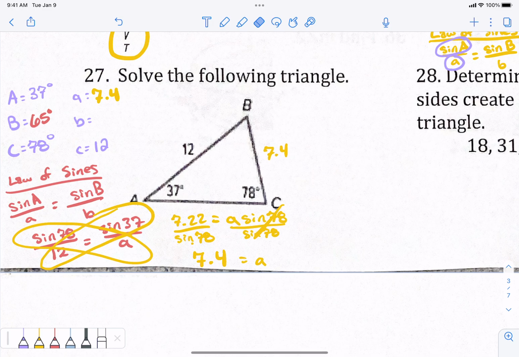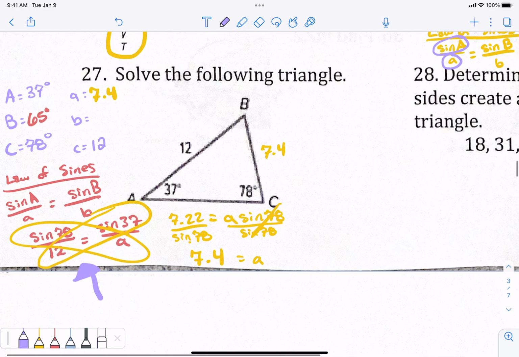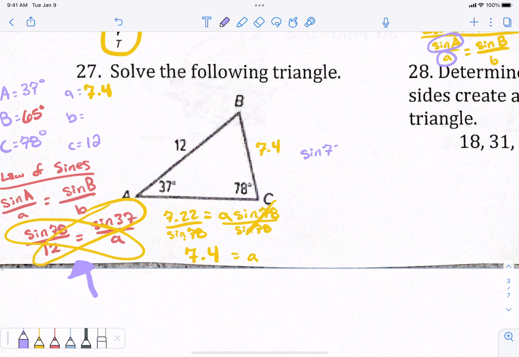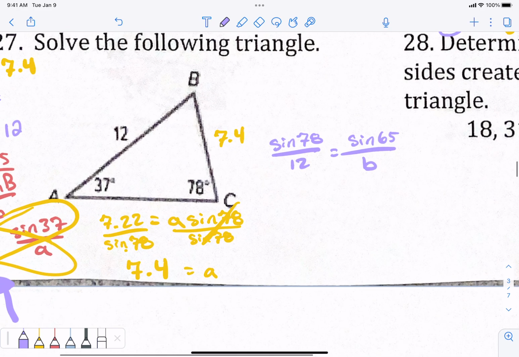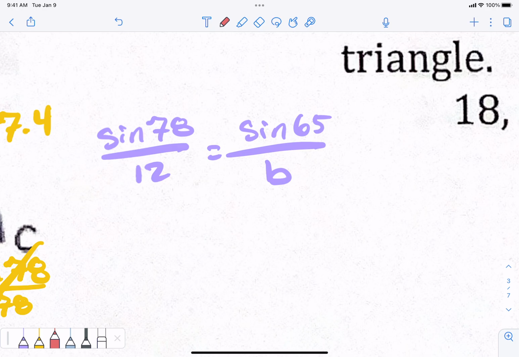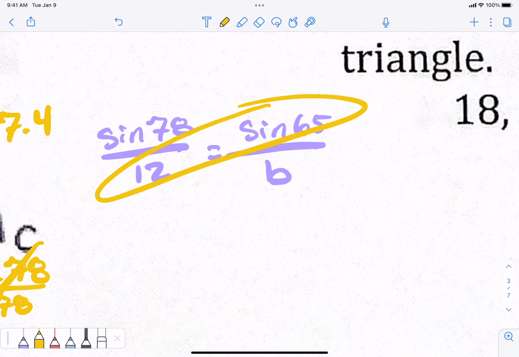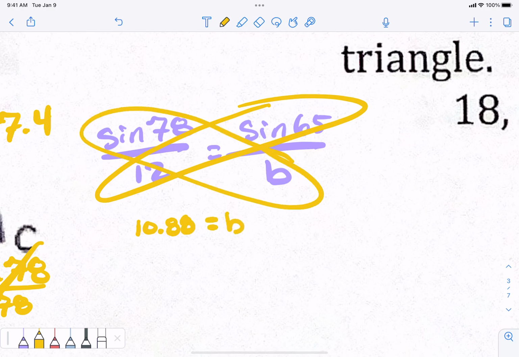So we're going to use this same proportion right here. With the sine 78, we'll still use C. Sine 78 over 12 equals, but this time we're going to do sine of 65 because we're doing B. So sine 65 over B, okay? And now we cross multiply again. Cross multiply, divide again. So 12 sine 65 this time is 10.88, we'll go, equals B times sine of 78. Again, if you skip this step, I don't blame you because you're just going to turn around and divide by sine 78.